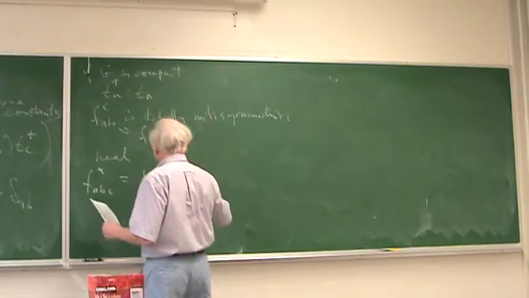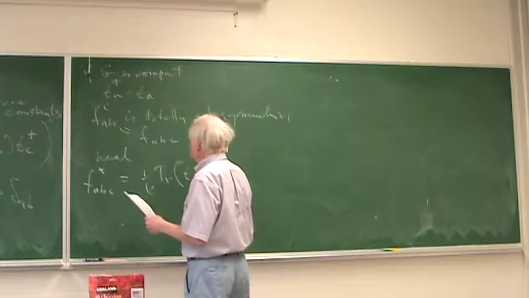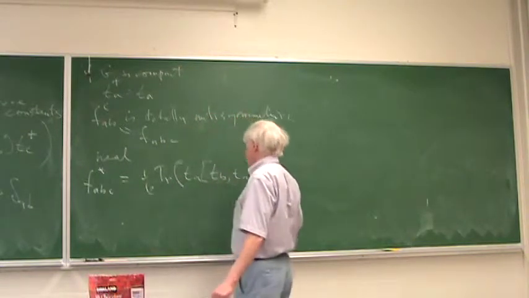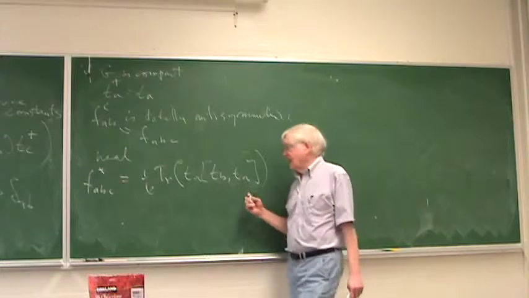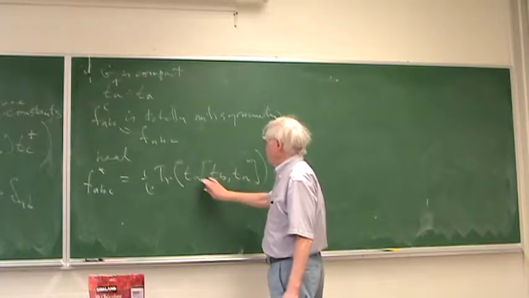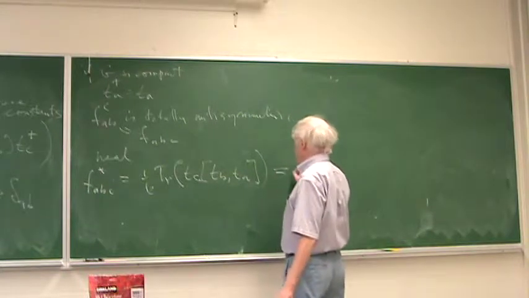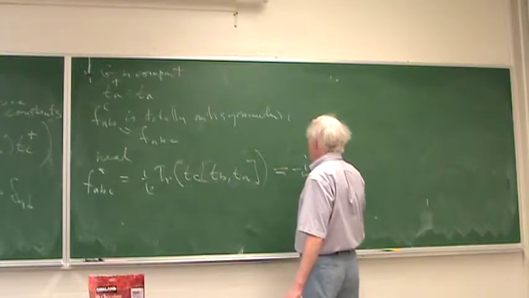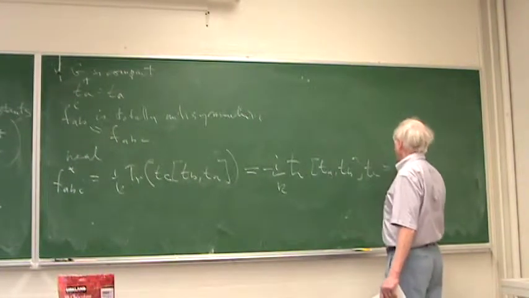trace of, and now you're taking the adjoint, so this would be T_C, and now this would be T_B T_A, because the adjoint of T_A T_B is T_B T_A. And so the commutator flips. But now the trace is cyclic, and if you flip the T_B and T_A again, you get minus i over k trace T_A T_B T_C, and this is f_ABC.